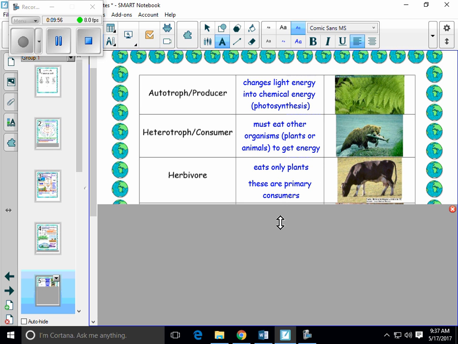Herbivores, these are organisms that eat only plants because that's what their digestive system is set up for. We can also call this group of organisms primary consumers.